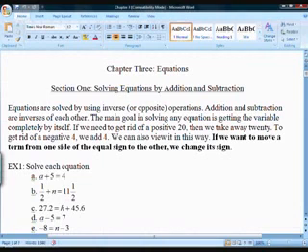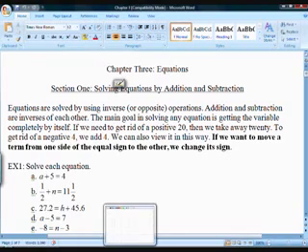With that said, let's work some problems. Solve each equation. A plus 5 equals 4.